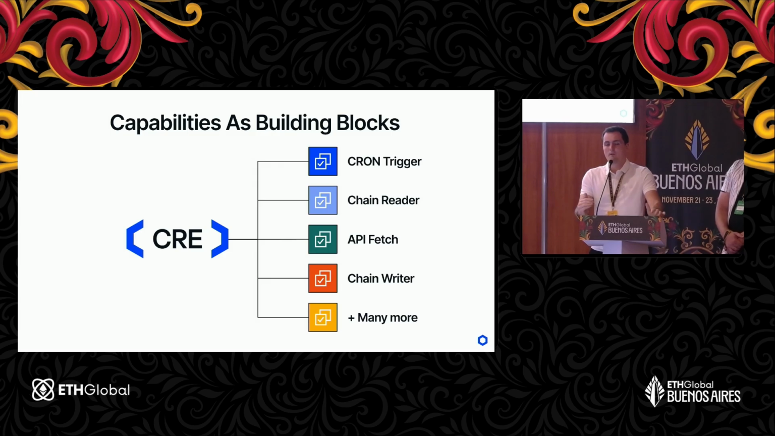As we said, again, a workflow is a piece of code written in either Go or TypeScript for now. It's mostly off-chain code that we're going to develop throughout this hackathon. And we are using these capabilities, atomic actions, as a Lego box, as building blocks to build workflows. On this slide, we can see some examples of capabilities like cron trigger, chain reader, which reads data from chain, API fetch, chain write, and many more. The list is really long, so I'm going to talk about that in a minute. But that's what capabilities essentially are.